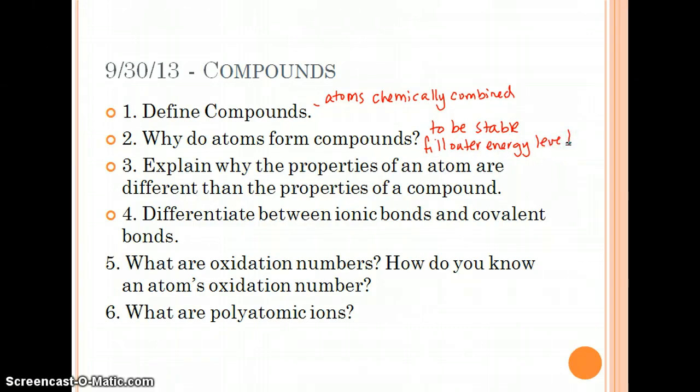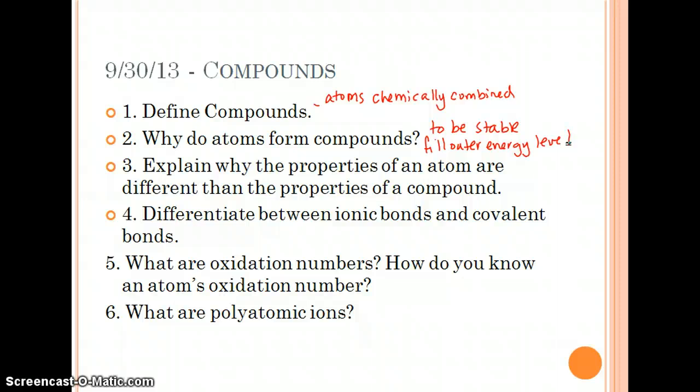Explain why the properties of an atom are different than the properties of a compound. So we talked about this quite a few times. When atoms are by themselves, they have specific properties, but when they combine with something, their properties change. The example we used was sodium and chlorine. Sodium is toxic, chlorine is toxic, but when we combine them chemically, they become table salt, something that you use all the time on your food. And that would be a fine example.